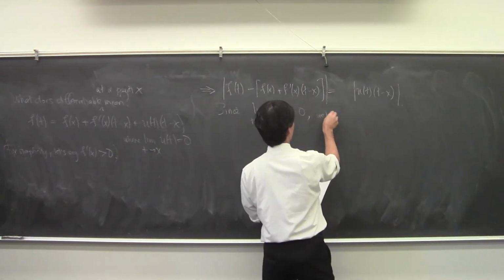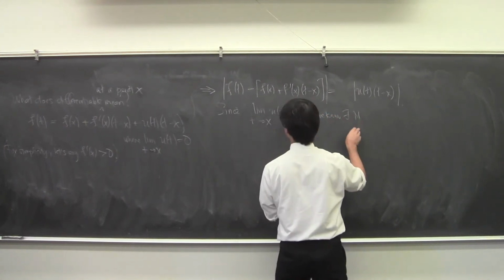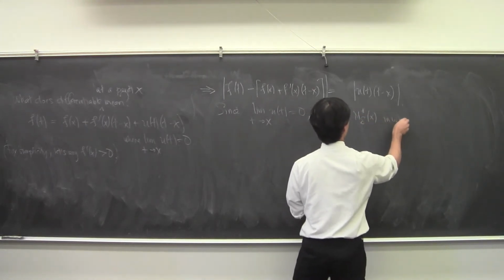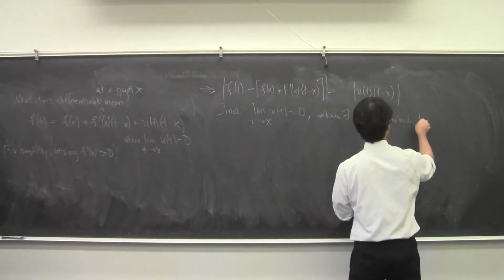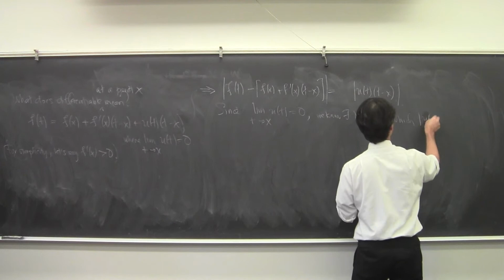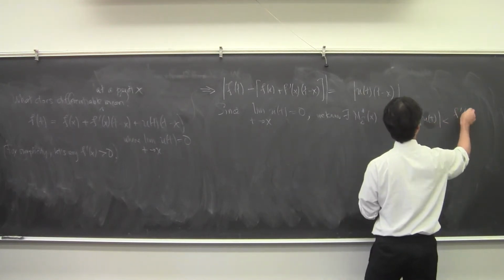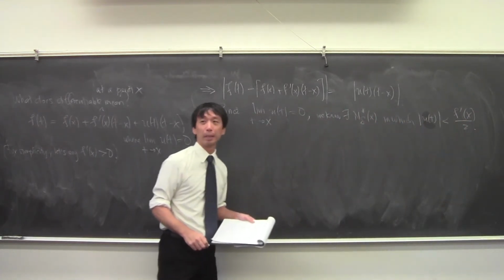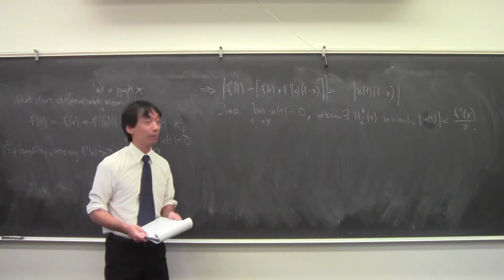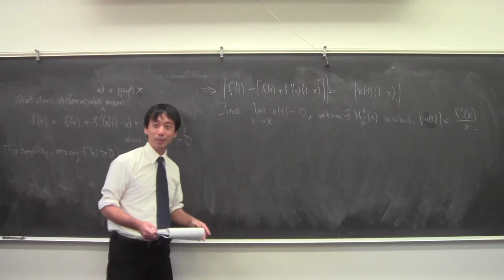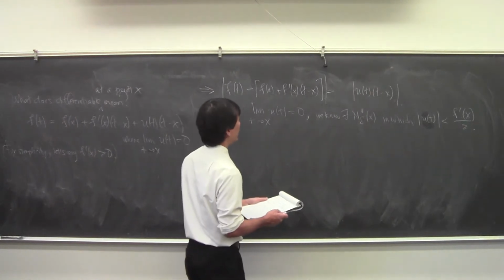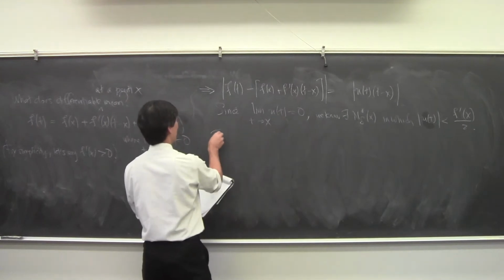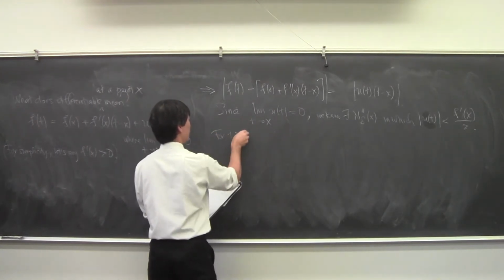we know there exists some punctured neighborhood of x in which the absolute value of u of t is smaller than f prime of x over 2. So I'm going to try and fix up something that I was doing yesterday. Okay. Right. So think for t bigger than x.